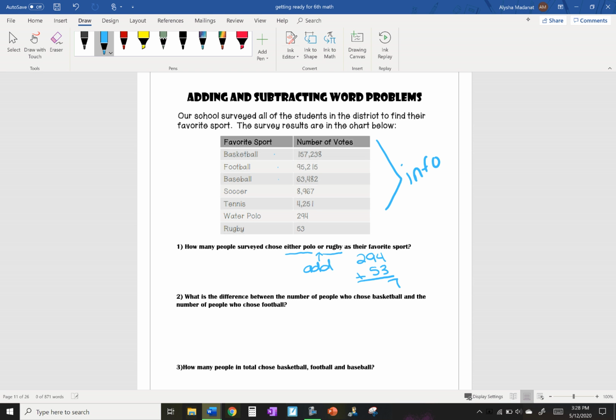So 9, 14, carry your 1, so 347 people. Now, because it's word problems, you want to make sure that you have the word with the number.